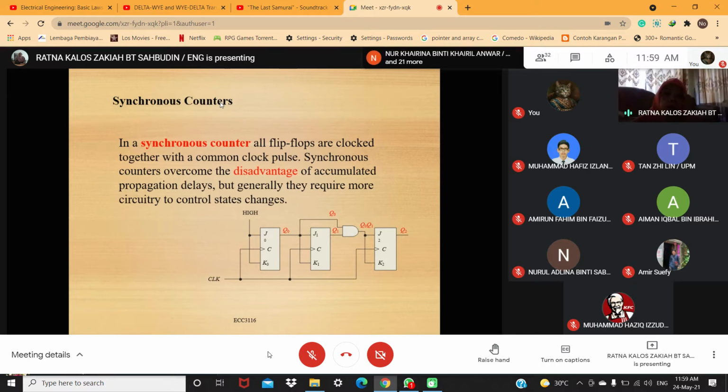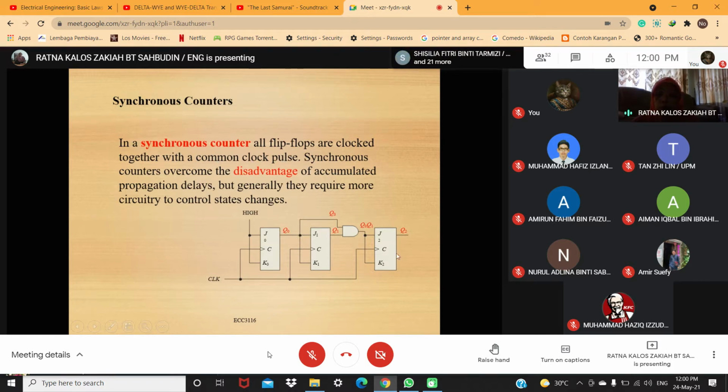Okay, so in asynchronous, meaning this A is far from synchronous, so this refers to the previous, not this previous asynchronous. So in a synchronous counter, all flip-flops are clocked together with a common clock pulse.